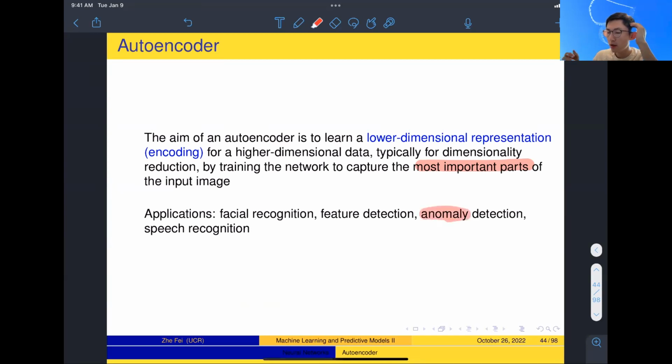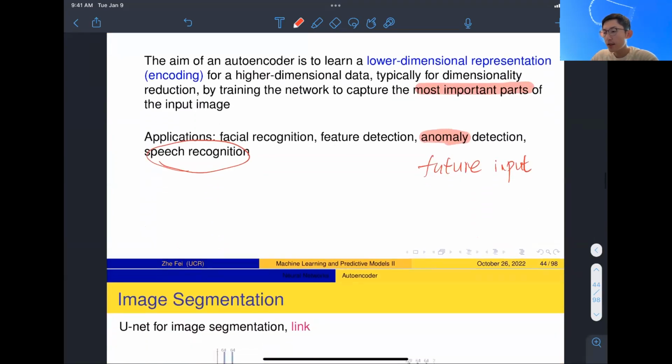Anomaly detection meaning that you might have additional input, or like the future input that you feed to your machine, and you want the machine to tell you whether this future input has anything abnormal from the previous images. For speech recognition, actually, I haven't done this myself. I'm not exactly sure how the autoencoder is applied. But anyways.